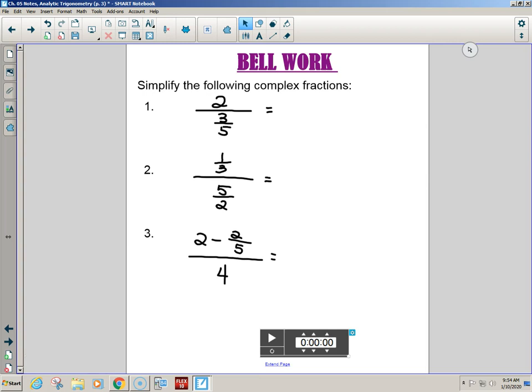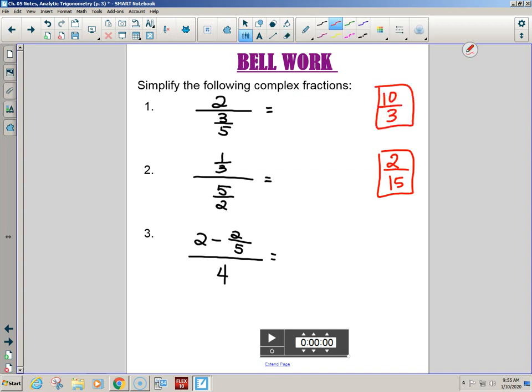This one's going to be sad day, 10/3. Yes. This one's going to be 2/15. Oh, I know what happened. I did it wrong. This one's going to be 8/20, which is 2/5.